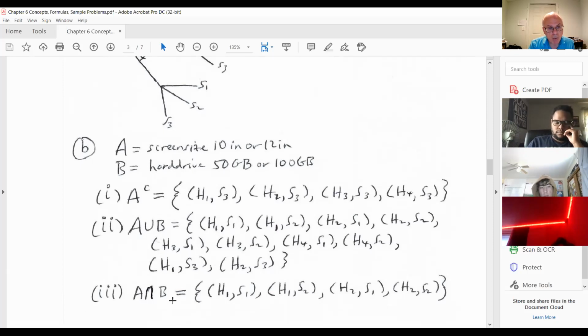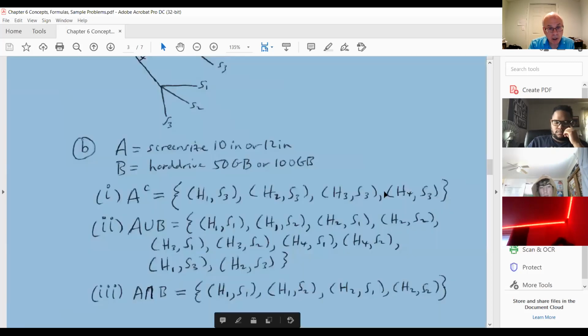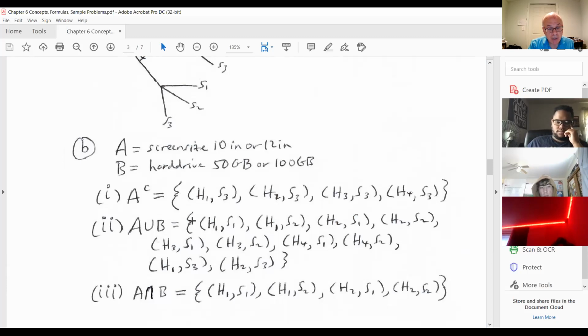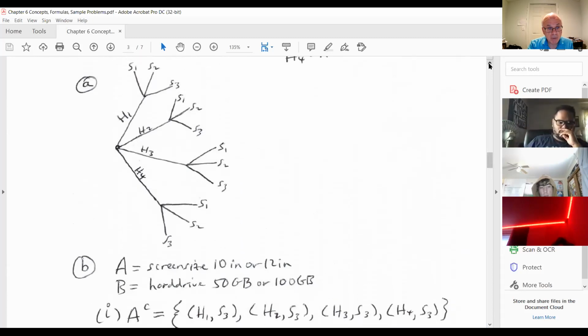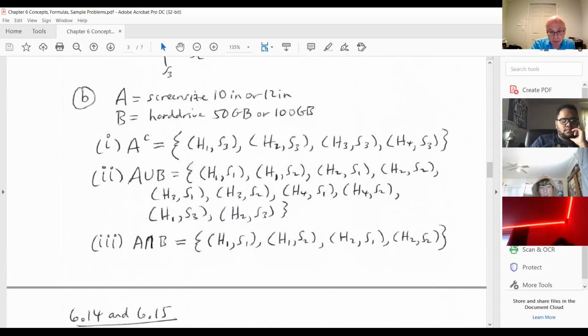And then A and B means all the ones that are in common between A and B. All right. So we have to look at A, we have to look at B, and see the ones that are the same. Well, B is 50 or 100 gigabytes hard drive. A is 10 inches or 12 inches. So let's just go here. And which ones are in common between those 2? Well, the screen sizes in A, 10 inches or 12 inches, are S1 and S2, and the hard drives are 50 and 100, which is what? H1 and H2. So obviously, it would be those four. It would be H1 S1, H1 S2, H2 S1, H2 S2. They're the ones that would be in both events.